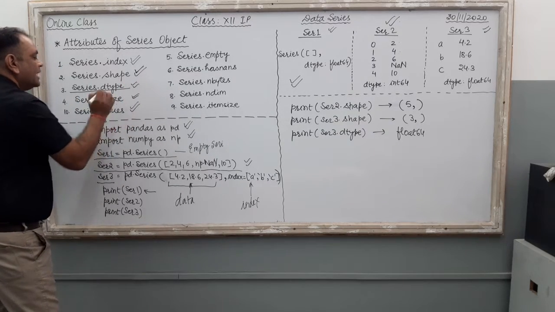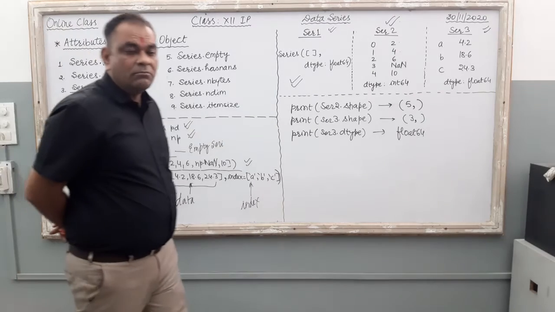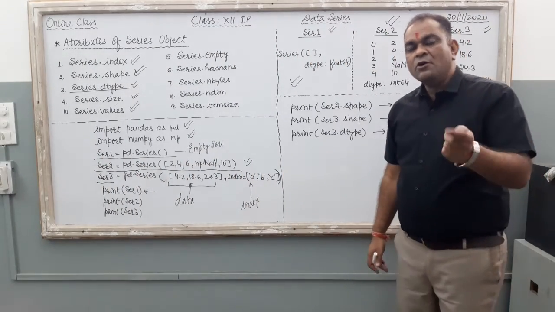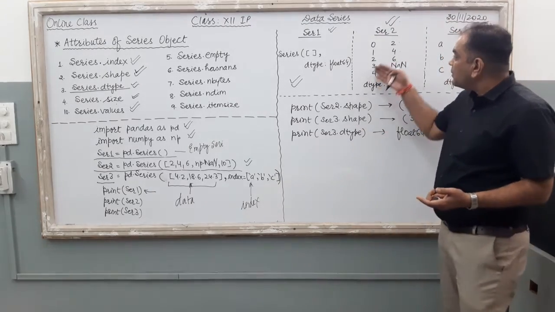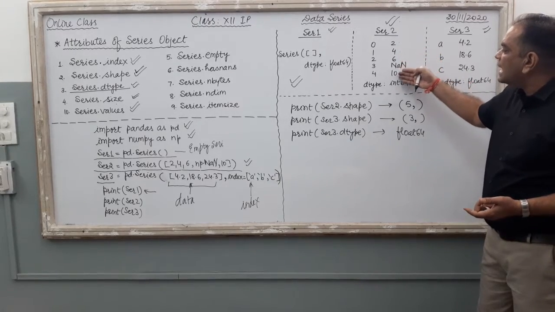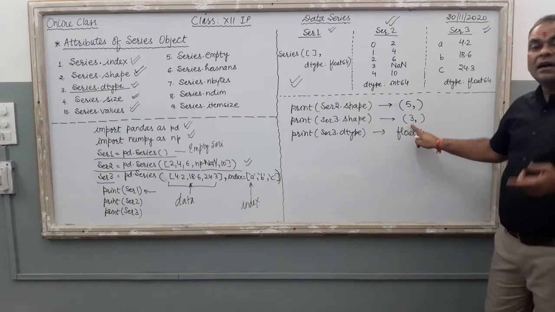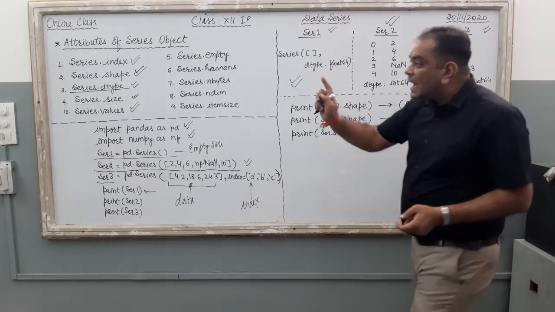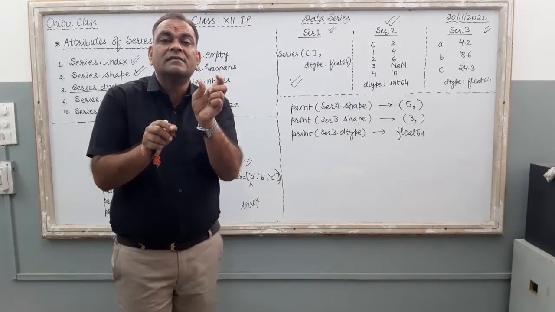Now see the size attribute. Size and shape both are somehow similar terms. When you calculate the shape of the series, what is the computer doing? The computer is going to count the total number of data elements that are there in the series. It counted this, see, shape, and it will generate a tuple in front of you on the monitor. But if you use the size attribute, what does size do? It will not generate the tuple, it will generate a single value.